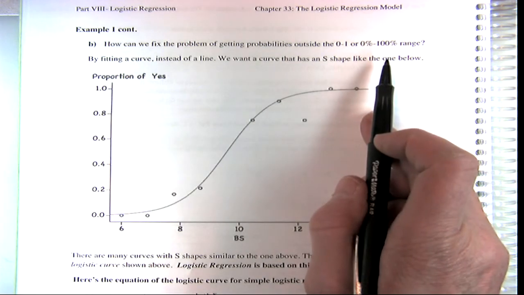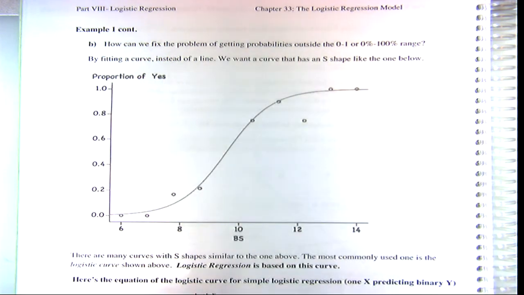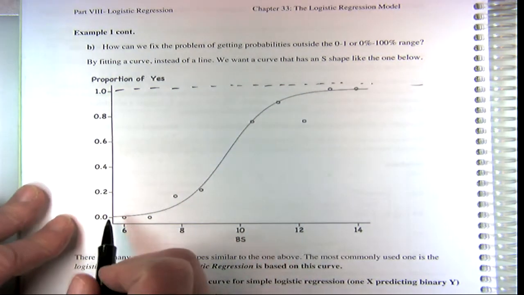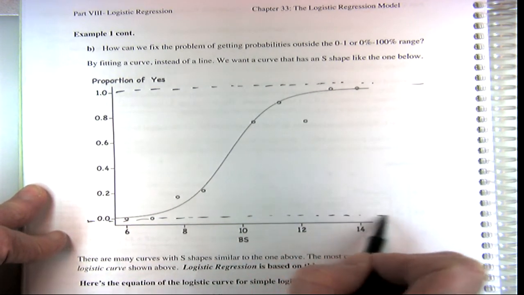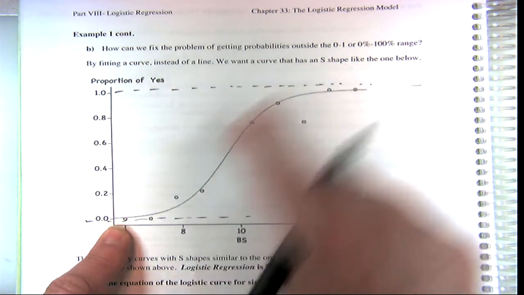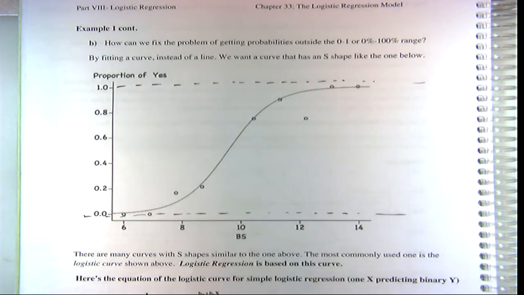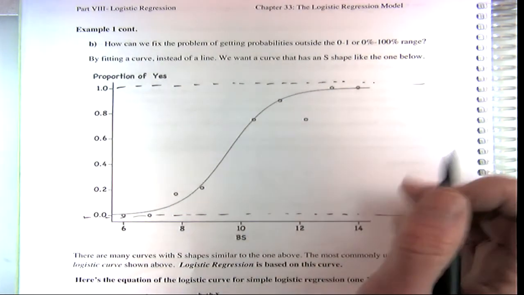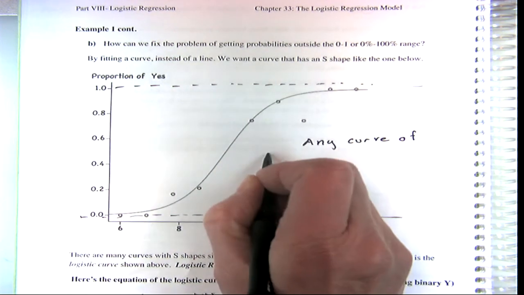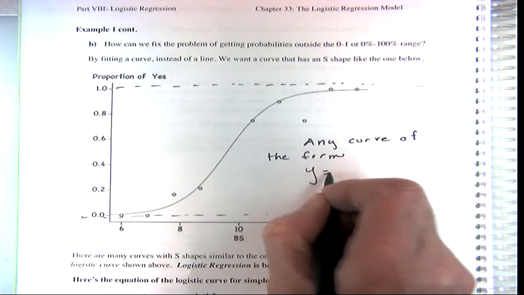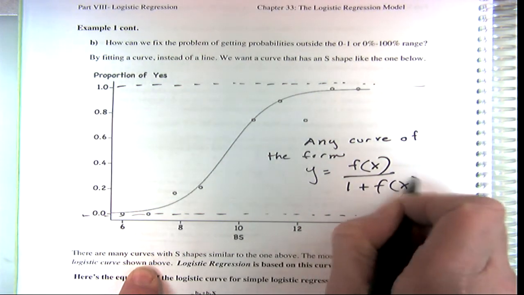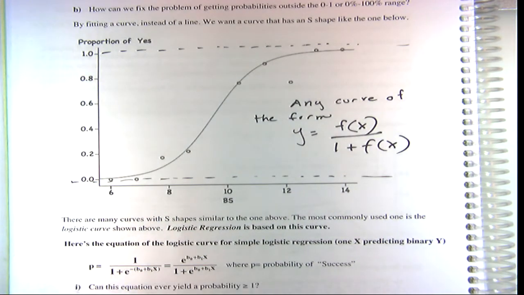Okay, so we want to fix this problem of getting probabilities greater than 1. We want to bound this curve at 1 and 0. So we want to fit a curve instead of a line, a curve that has this kind of S shape. There are lots of curves that will do that. Basically, any curve of the form y equals some positive, increasing function of x, over 1 plus that function of x will fit that. So now which one do we choose?